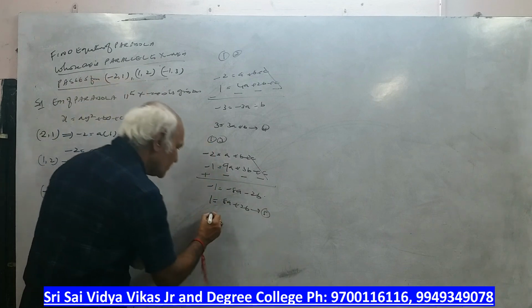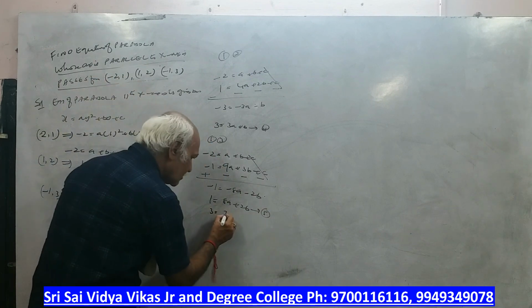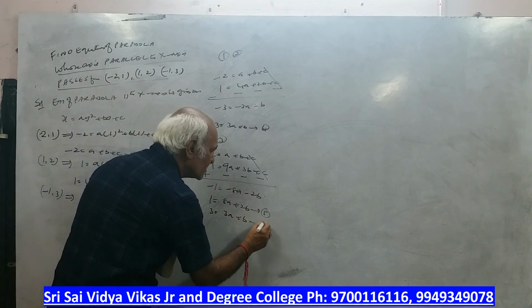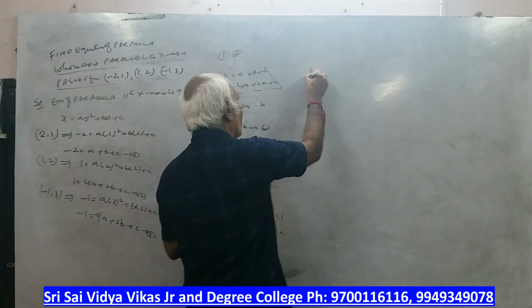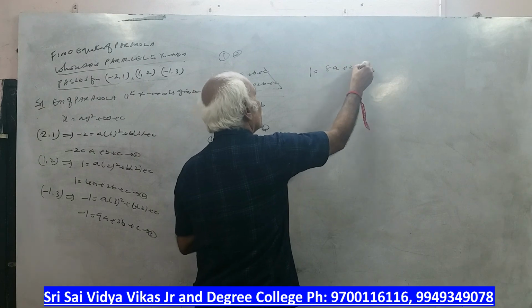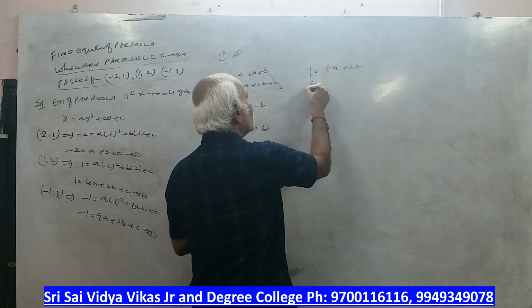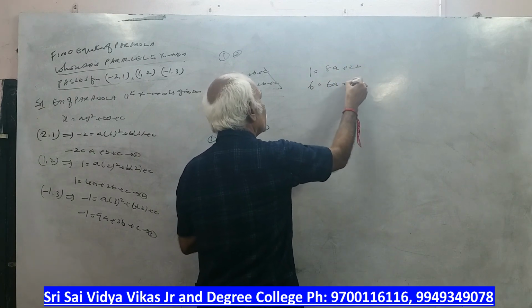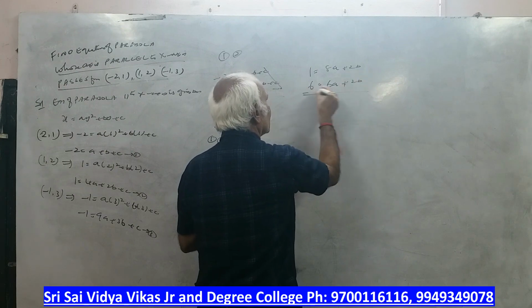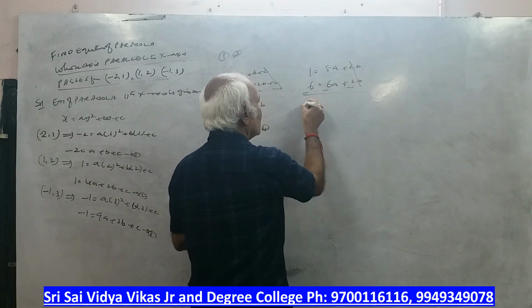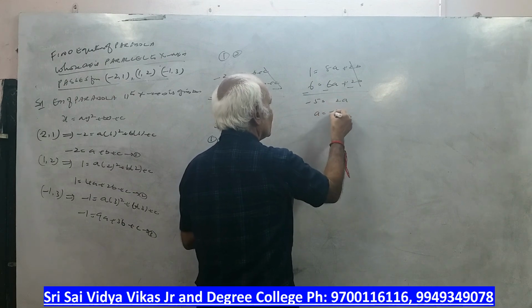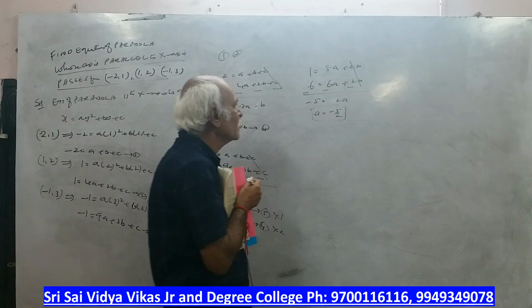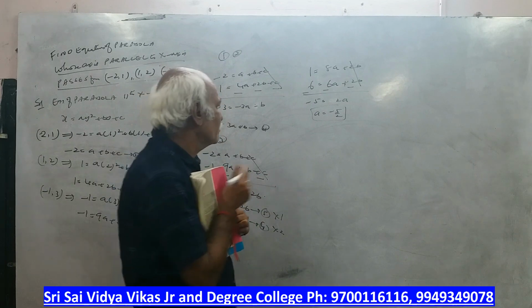Write this below. Fourth equation: 3 is equal to 3a plus b. Multiply by 1, multiply by 2. So what will happen? 1 is equal to 8a plus 2b. Here multiply by 2: 6 is equal to 6a plus 2b. Subtract. Cancel. Minus 5 is equal to 2a. A is equal to minus 5 by 2. Okay. Put in the fourth equation.